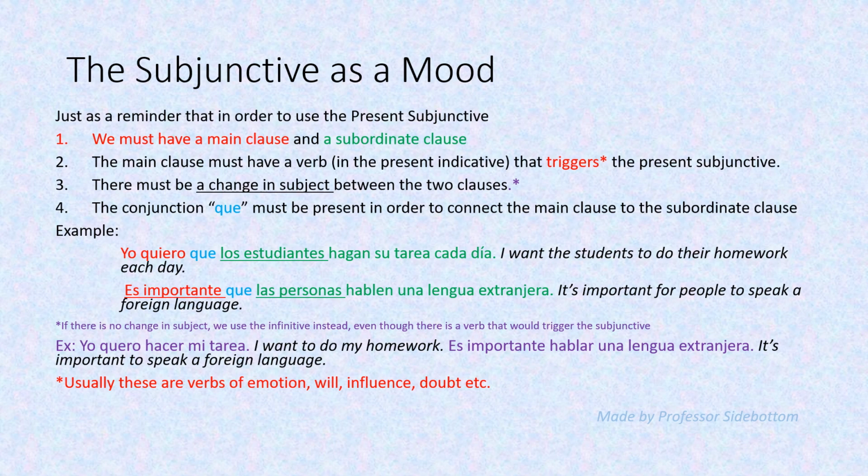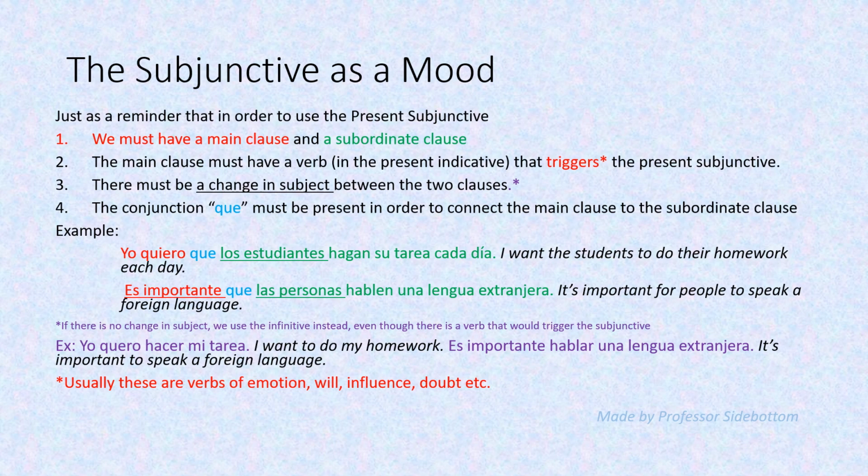And we have here two examples. Yo quiero que los estudiantes hagan su tarea cada día. I want the students to do their homework each day. Obviously, yo quiero, the verb querer, triggers the subjunctive in the second statement. Es importante que las personas hablen una lengua extranjera. It's important for people to speak a foreign language.